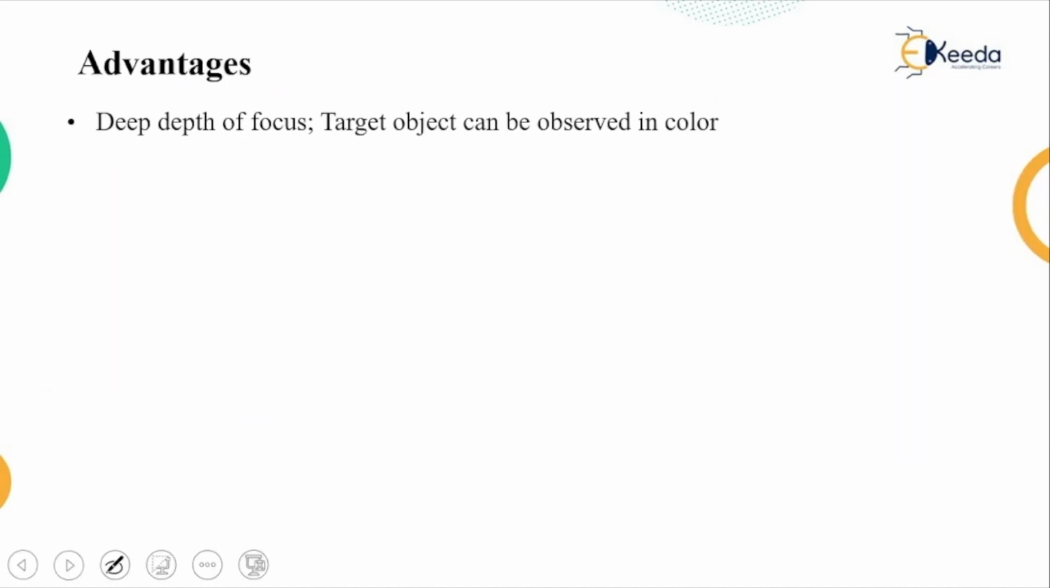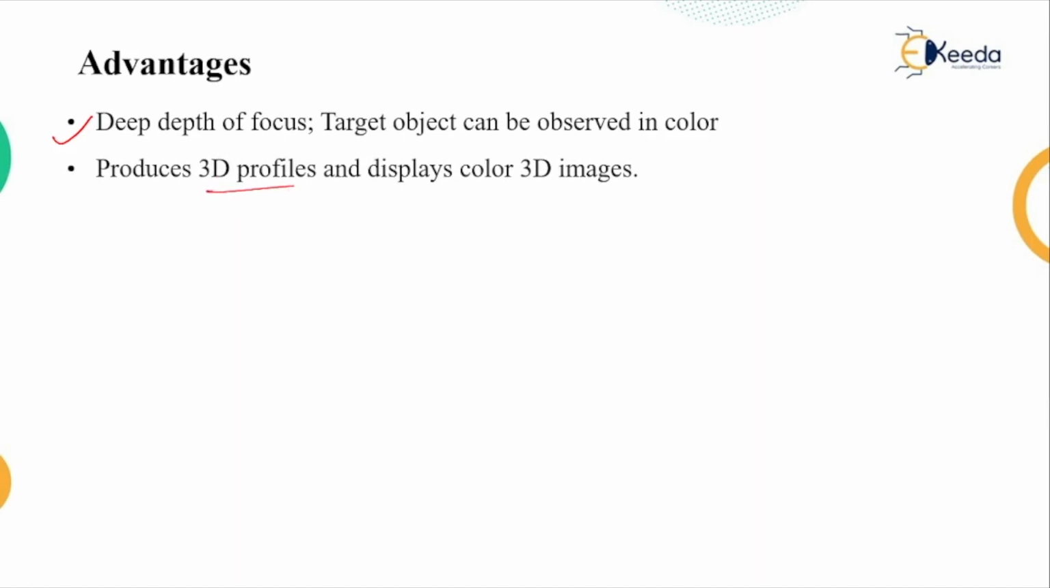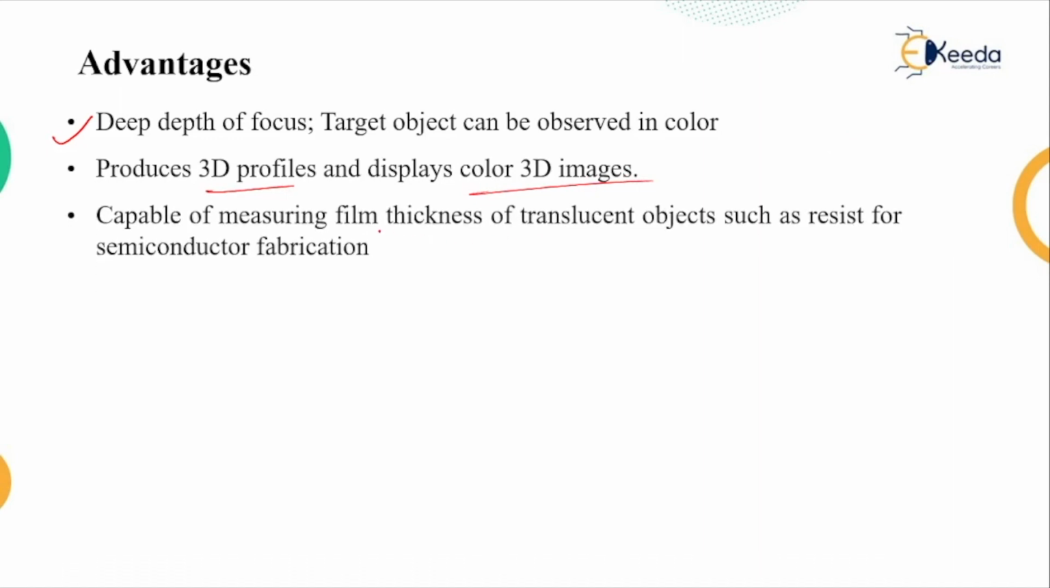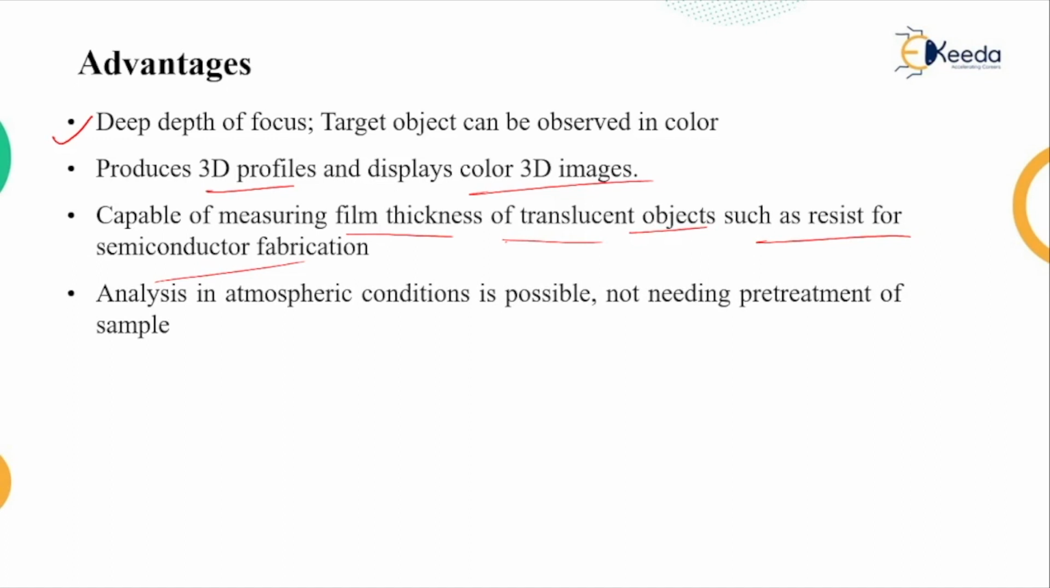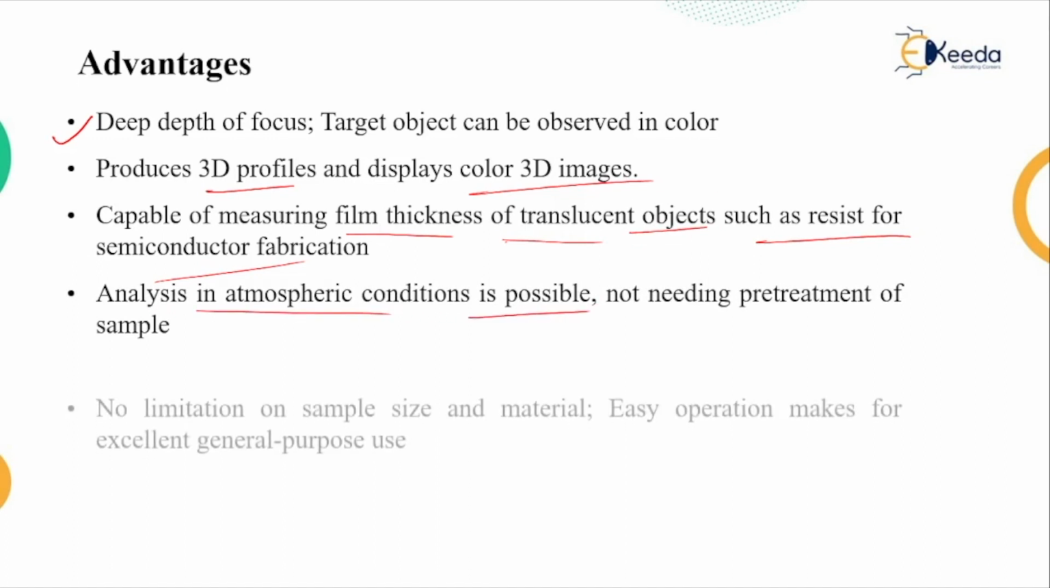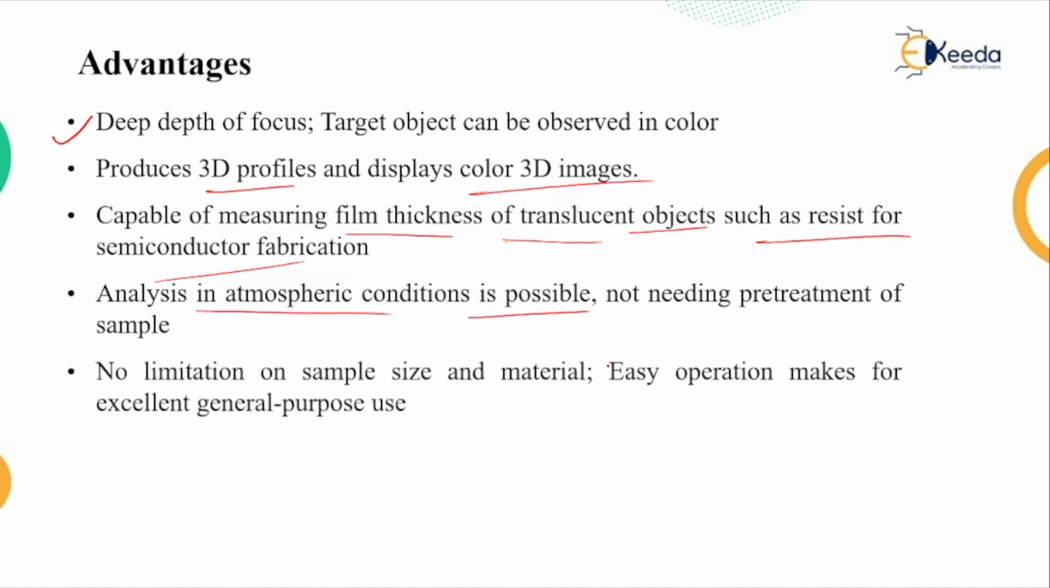The advantages: because of the depth of focus, the target object can be observed in color. It produces 3D profiles. Also it gives color 3D images, which is useful for analyzing the data. It can measure the film thickness of a translucent object such as resist for semiconductor fabrication. Its analysis in atmospheric condition is possible. It does not need any pre-treatment of the sample. No limitation on sample size or material. Easy operation makes it excellent for general purpose use.